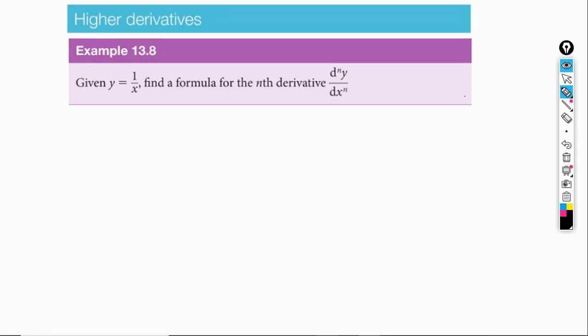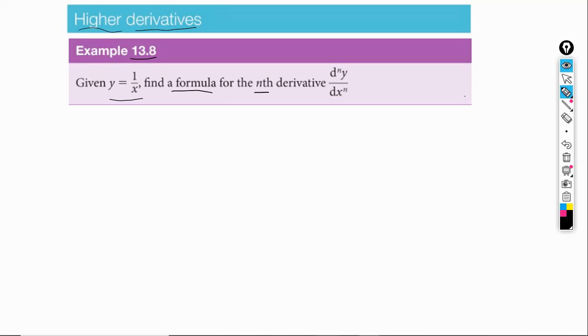So here we are now in example 13.8, and it says given y equals 1 over x, find a formula for the nth derivative. So this is part of what's called higher derivatives. Now higher derivatives are just doing derivative after derivative after derivative. So you have a second derivative, third derivative, fourth derivative, etc. In this problem, what they want us to do is to find a pattern. So if we can find a pattern and generalize it, we can find a formula for the nth derivative. So let's look for that pattern.